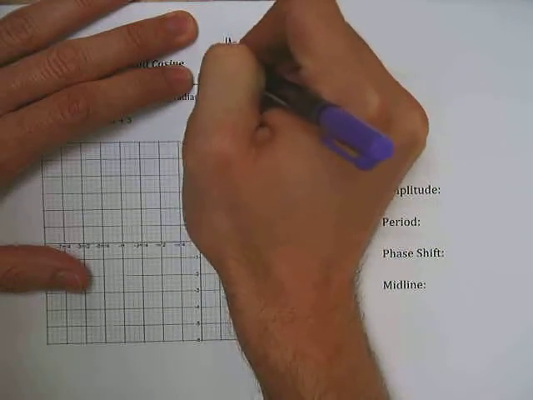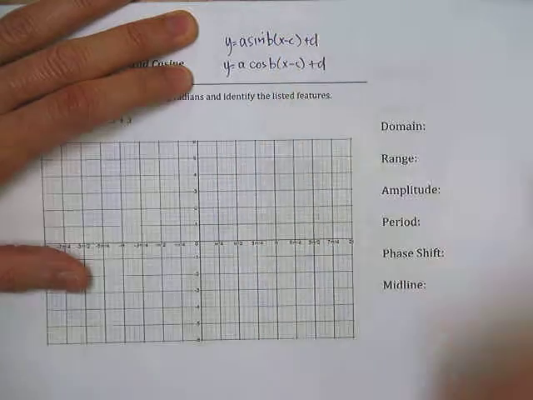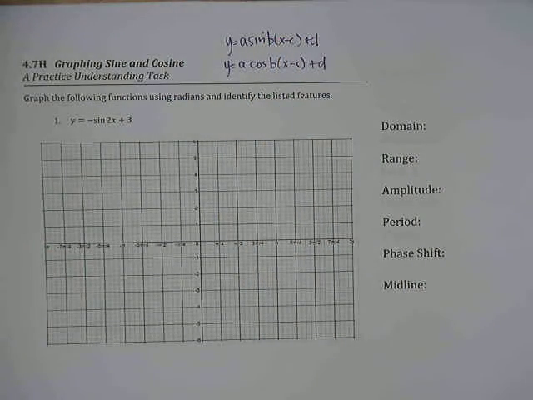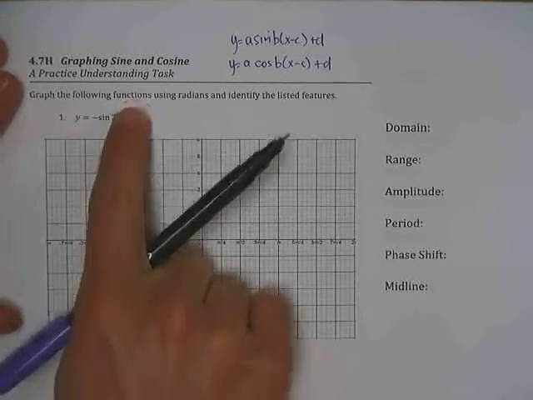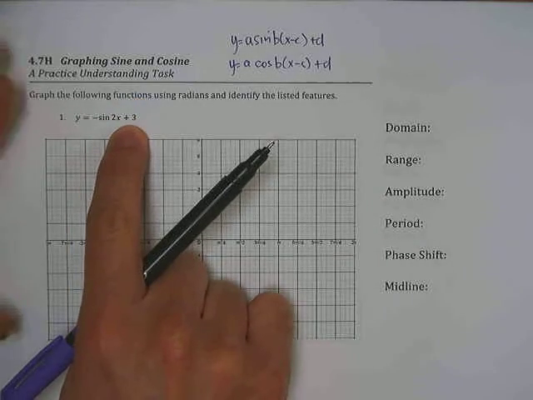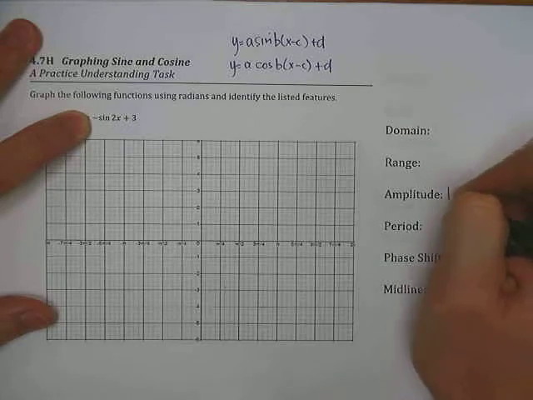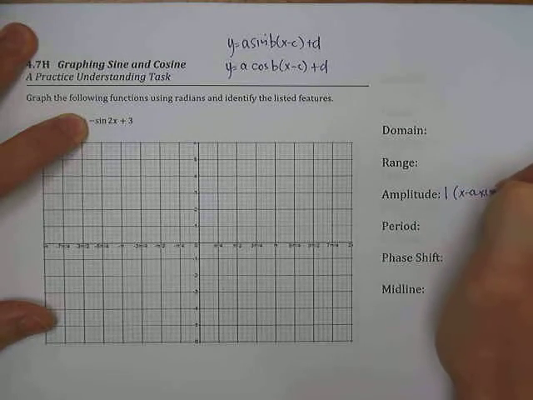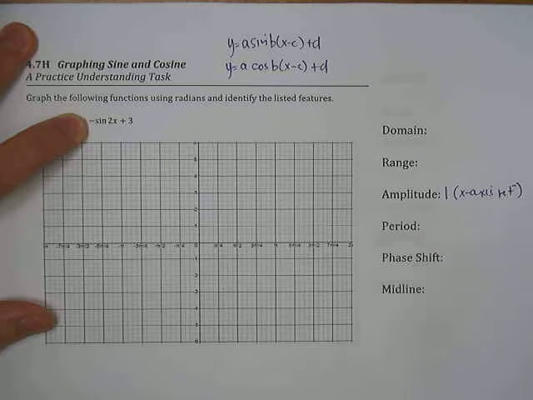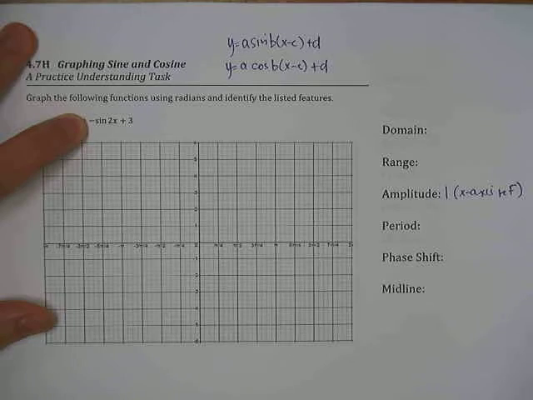Cosine's equations in basic form look very similar, and all the variables represent the exact same things. The only difference between sine and cosine is that they start their graphs in different places. So if we take this first equation and we want to identify all the important features, the negative in the front is a reflection, but my amplitude is still a value of 1. So I'm going to identify that as 1, and then I'm also going to make a note that there's an x-axis reflection. Just means that the curve is going to be upside down.